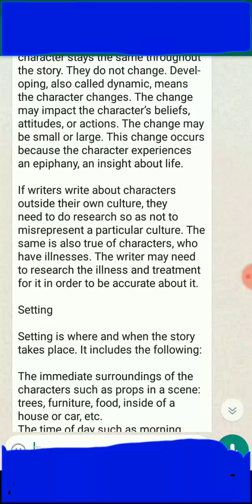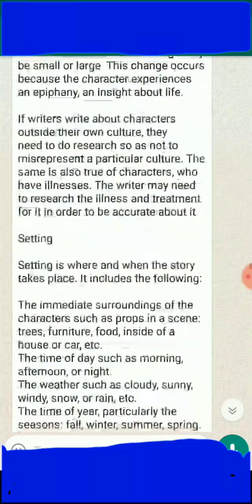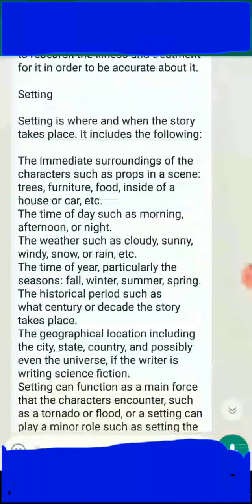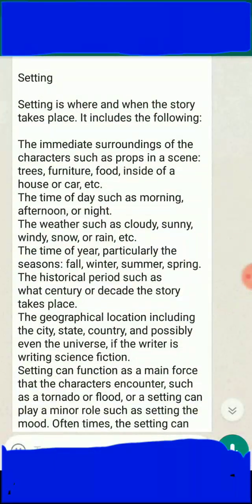The second key of fiction is setting. Setting is where and when the story takes place. It includes the following: the immediate surroundings of the character, such as props in a scene, trees, furniture, food inside of a house or car, etc.